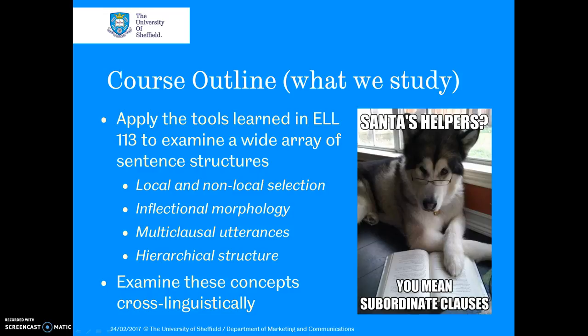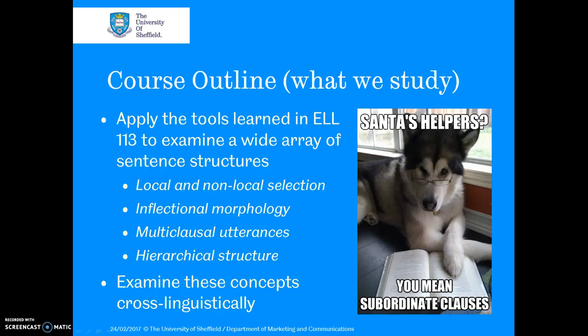As part of this, we'll take a much more nuanced look at local and non-local selectional properties of heads. This will lead us to investigate inflectional morphology like tense and number, and the impact that different types of tense and number have on the sentence structure. We'll also look at several different types of multi-clausal utterances and examine the hierarchy within these utterances to see what it can tell us about the distribution of different types of phrases.